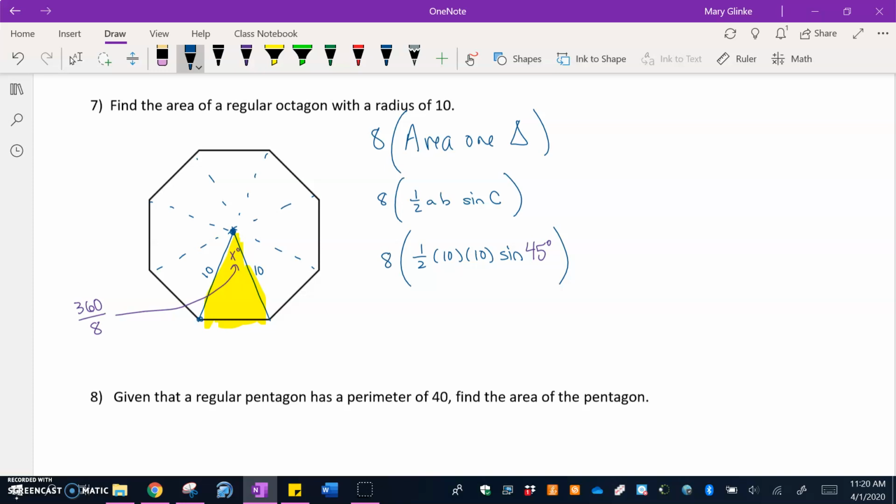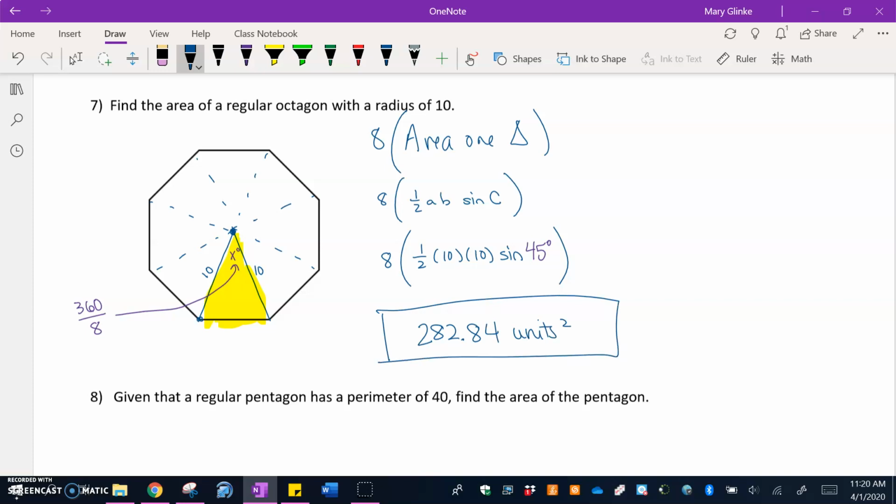So if I were to then take this and simplify it, it would be my exact answer, and I can type it in on my calculator to get my total answer of 282.84 units squared for my area of my octagon.